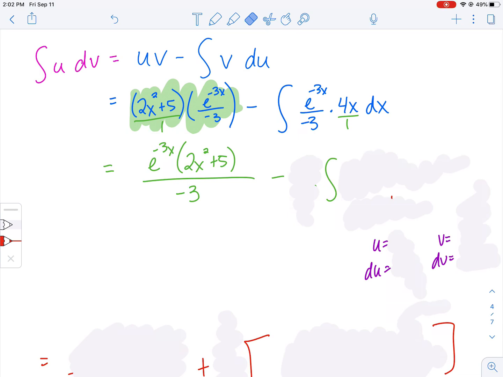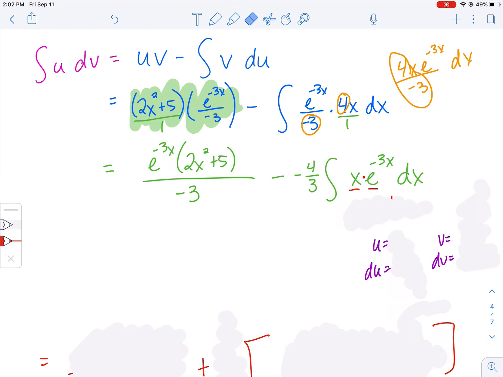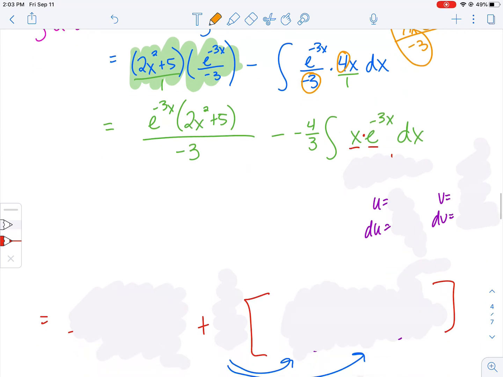Now let's go over here and work with the integral. I noticed that in this integral, on the numerator, I had a 4, and in my denominator, I had a negative 3. So if you were to rewrite it, it would be 4x e to the negative 3x over negative 3. And so then I noticed that this negative 4 over 3 was a coefficient. So I'm actually going to take that negative 4/3 out because it's just a number, just a coefficient, and I'm going to leave the x and the e to the negative 3x dx inside my integral. You might have noticed that these two negatives are eventually going to make a positive. And now I've got to figure out what the integral of x times e to the negative 3x dx is.